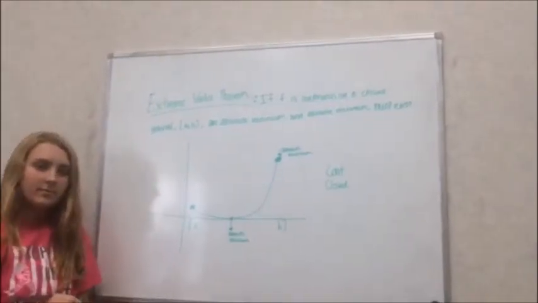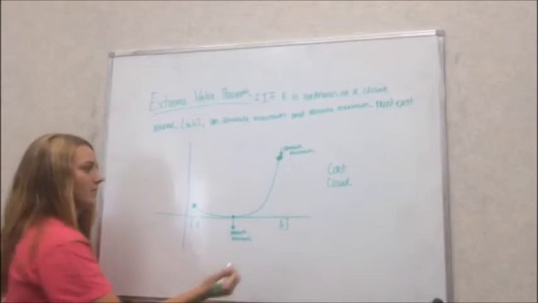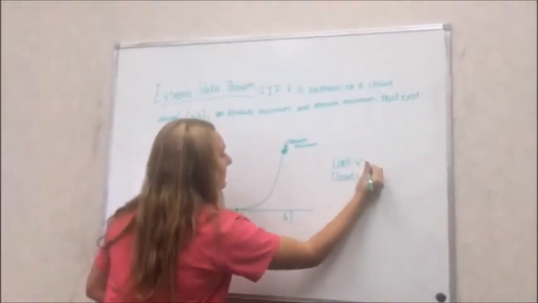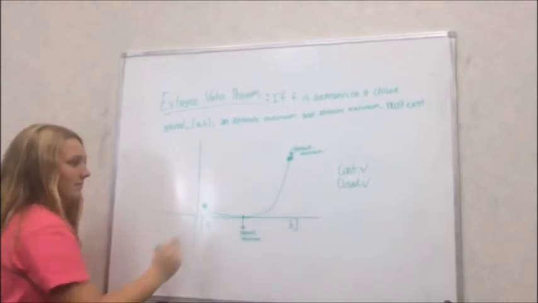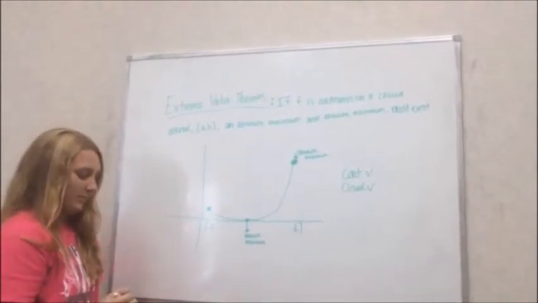For example, on this graph, the function is continuous and also has a closed interval. Since both of these points are proven true on the graph, the function must have an absolute minimum and an absolute maximum.